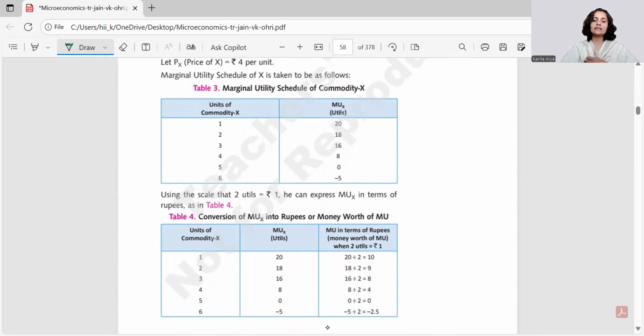And the first schedule says that MU of X, meaning when 1 unit of X is taken, 2, 3, 4, 5, 6 units of X are taken. So when the consumer is consuming every additional unit of commodity X, what is the utility derived by him? As we have talked about the law of diminishing marginal utility, the utility must decline. So the MU is declining: 20, 18, 16, 8, 0, minus 5. And believe me, if you write anything, but you just follow this trend of fall, zero, and negative, that would work.